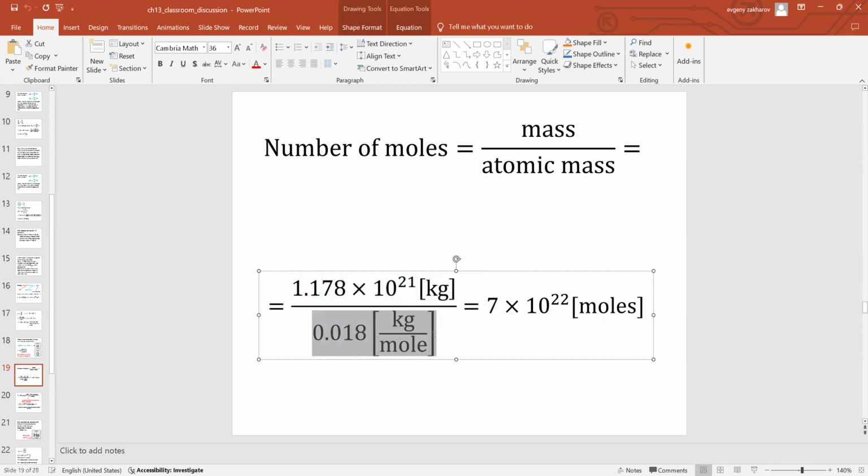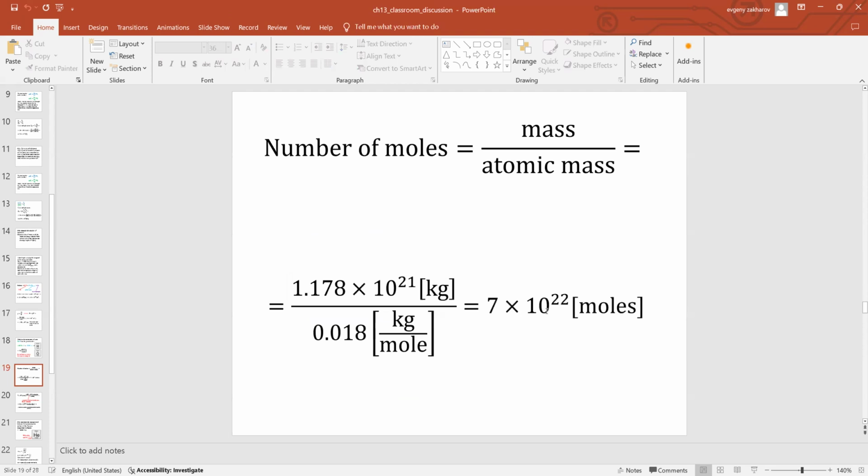One ice cream costs this much. How many ice creams can we buy? Well, you divide the amount of money by the price of one ice cream, and you get this many ice creams, this many moles of water that we have here on Earth. That means 7 multiplied by 10 to the power of 22.